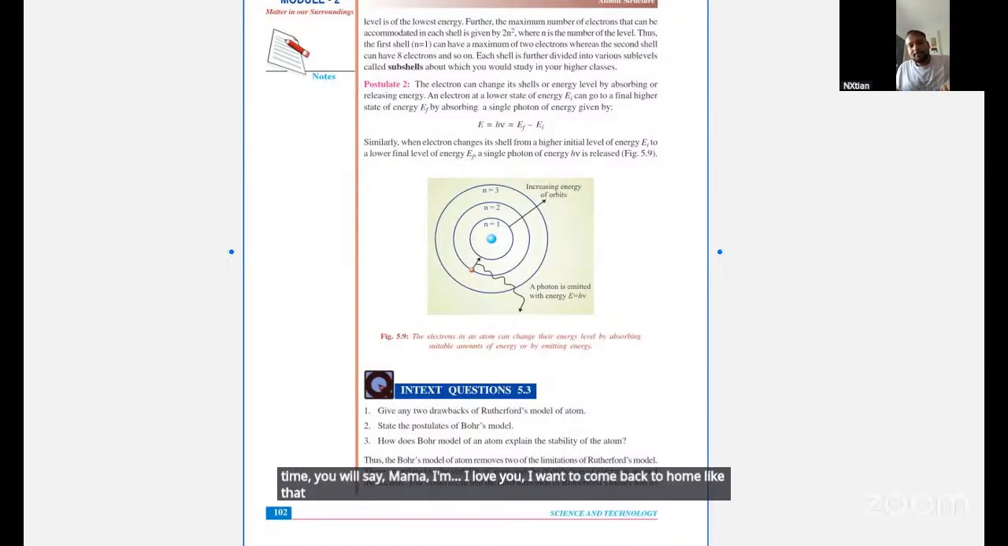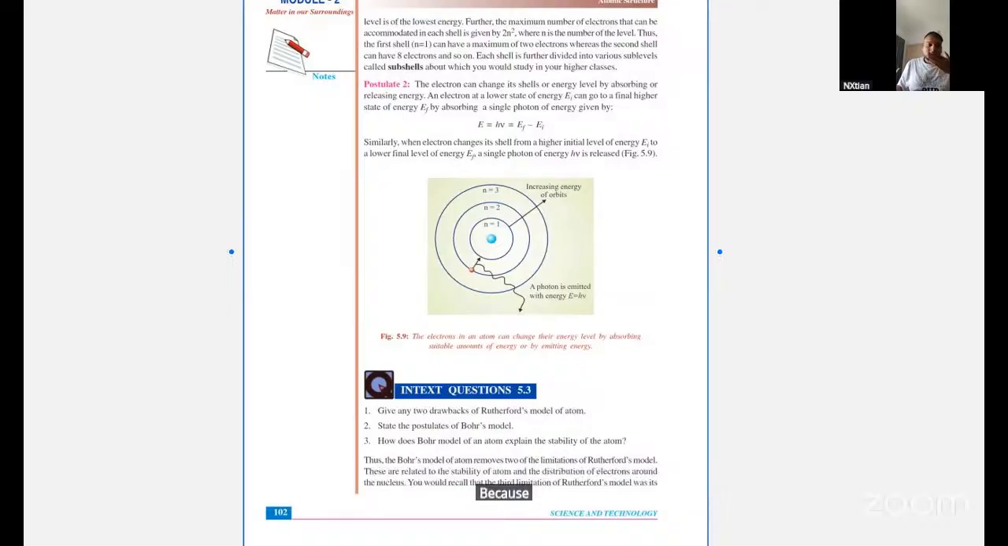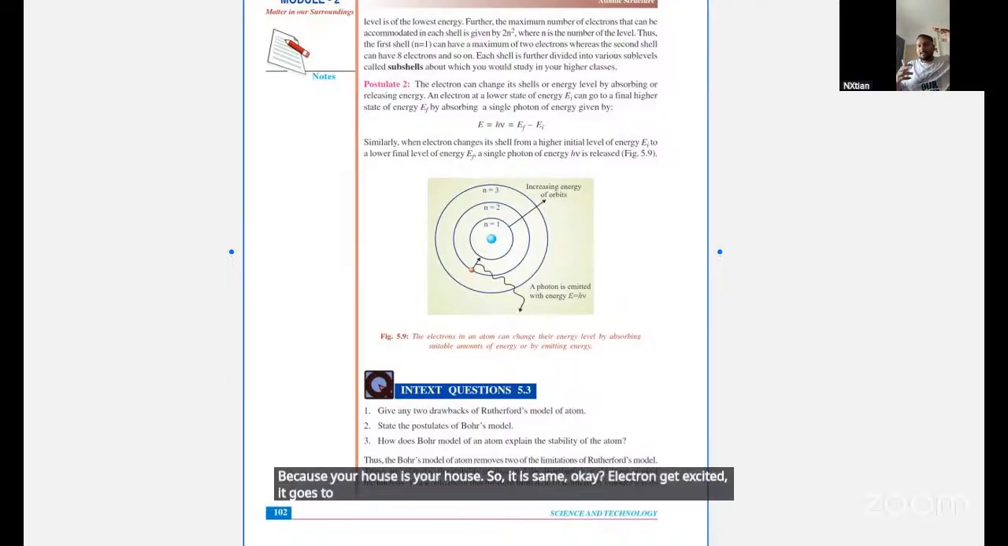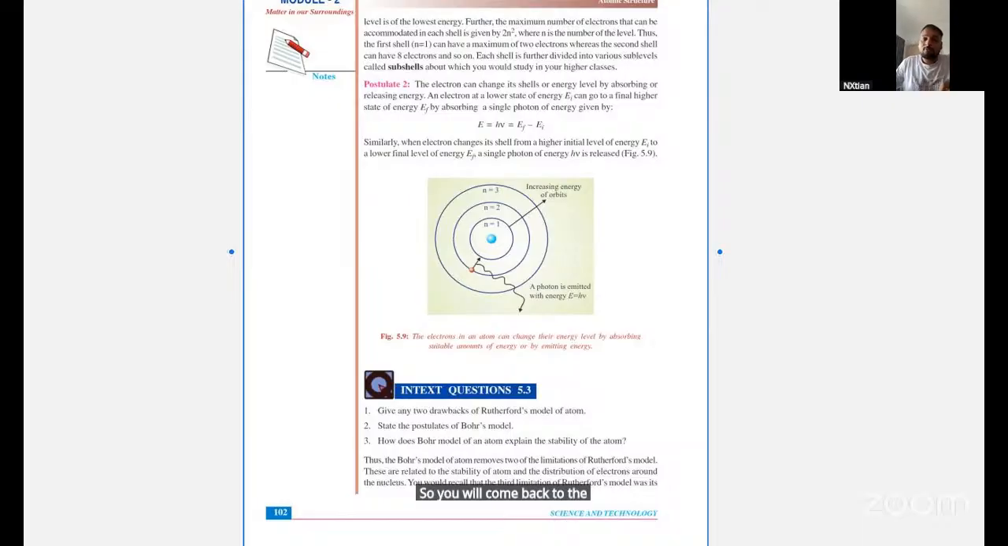So you will come back, no? Because your house is your house. It is the same with the electron. The electron gets excited and goes to another house, but it is not able to stabilize itself there because it has the energy of the lower energy level. So it will come back to its home. When it comes back, it will radiate some energy. So it is like that.